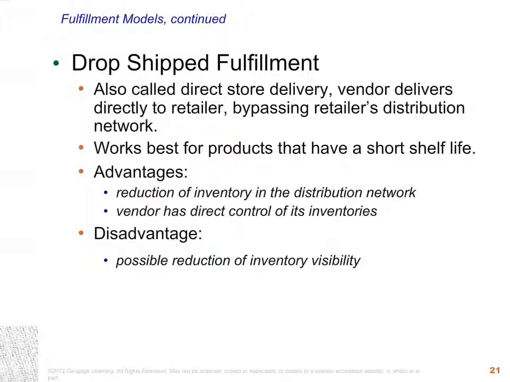Advantages: reduction in inventory in the distribution network, and the vendor has direct control over his inventory. Some of the disadvantages: possible reduction in inventory visibility. There's also usually associated with this a large increase in cost and transportation. One of the things that we use distribution centers for is gathering full truckloads of inventory and then sending hopefully full truckloads out. In this model, sometimes we're not sending full truckloads.